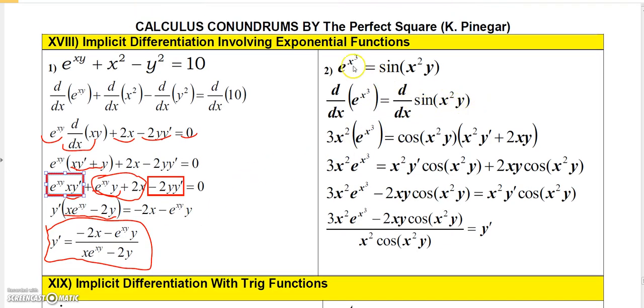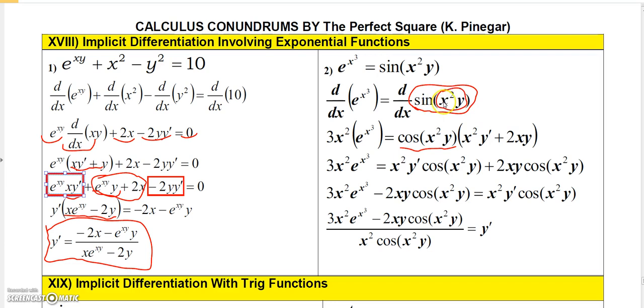Okay, here we have e to the x cubed. I'm bringing in a trig function, so if you don't have trig, you can skip this. I'm going to take the derivative of the term on the left and the derivative of the term on the right with respect to x. To take the derivative of e to the x cubed, that would just be e to the x cubed times 3x squared. And then remember the formula for sine of u. To take the derivative of sine of u, you would have cosine of u times the derivative of u. So I multiply by the derivative of x squared y.